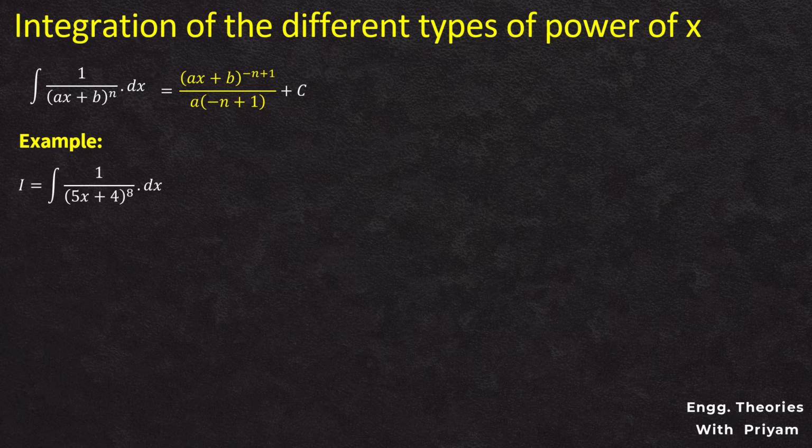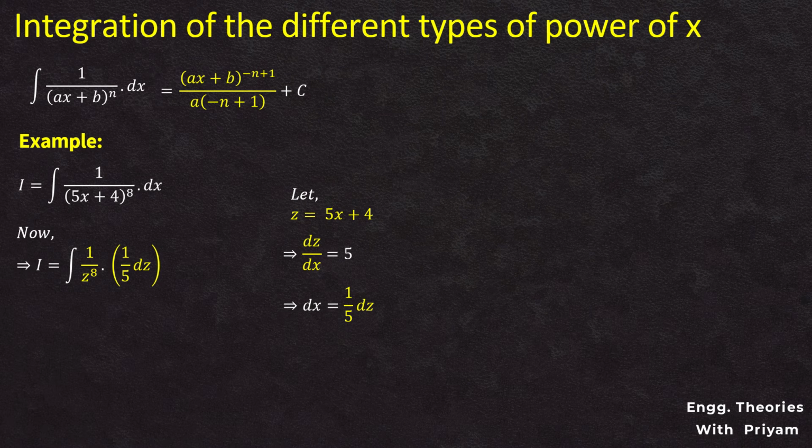Now let's take an example based on this formula. Let's say we need to integrate 1 by 5x plus 4 to the power 8 with respect to x. Then we can write I is equal to integration of 1 by 5x plus 4 to the power 8 dx. Let z is equal to 5x plus 4. Then dz by dx is equal to 5, or dx is equal to 1 by 5 dz. So we can replace dx with the value 1 by 5 dz in the integration. Then the integration will look like I is equal to integration of 1 by z to the power 8 into 1 by 5 dz. Now let's take 1 by 5 out of the integration, and 1 by z to the power 8 can be written as z to the power minus 8. Then the integration I is equal to 1 by 5 integration of z to the power minus 8 dz.